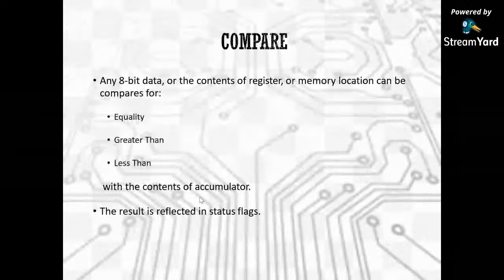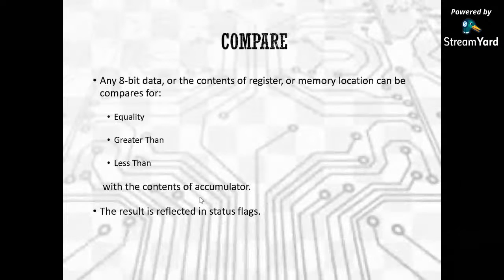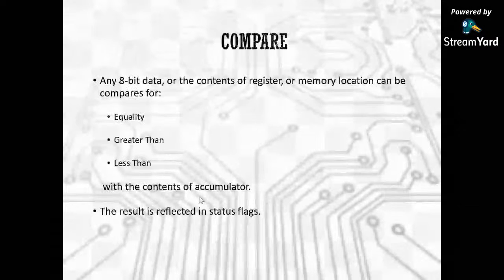So we also have compare here. Compare means that you compare the data in order to get a comparison result. If you can do the comparison, then you can create logic, because the greater value or lesser value is used as a point of reference. So the comparison is for equality, greater than, and less than with the content of the accumulator. The result is reflected in the status flags.